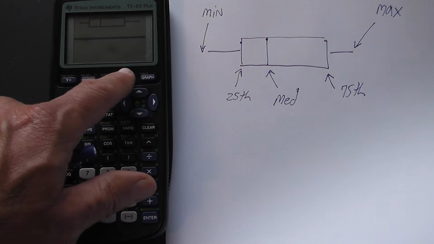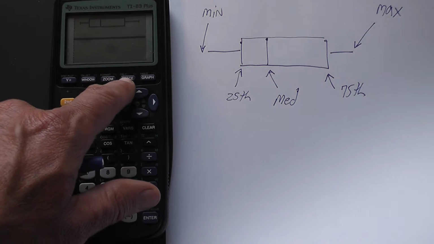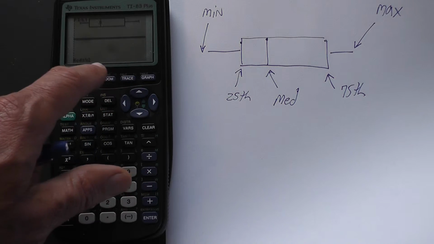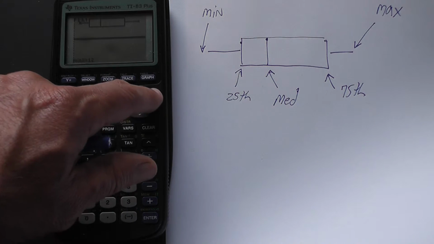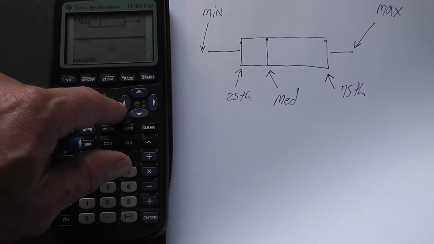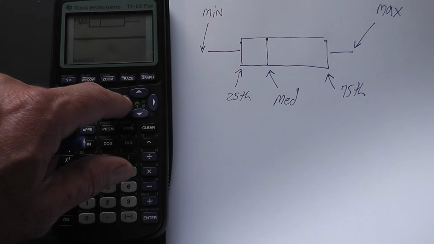So to find the numbers, you're going to use the trace button. There's the trace button right there. And it gives you a cursor that you can move around. That'll hop to these 5 numbers, and then you just write those numbers down. So let's see what we can read here.